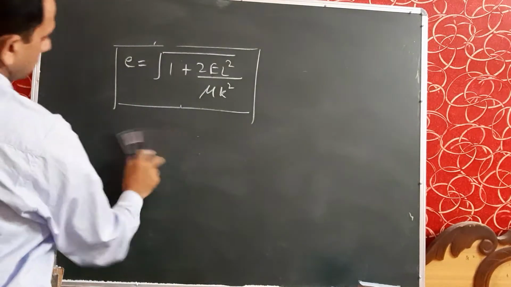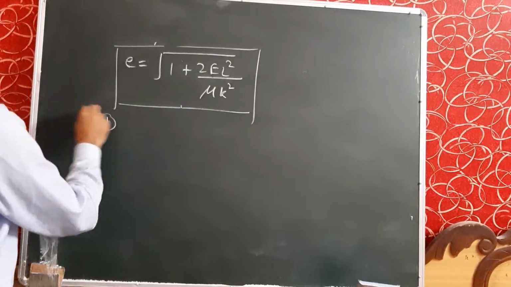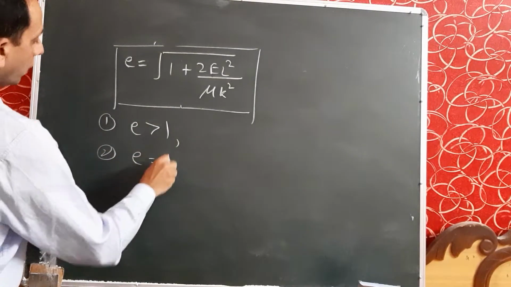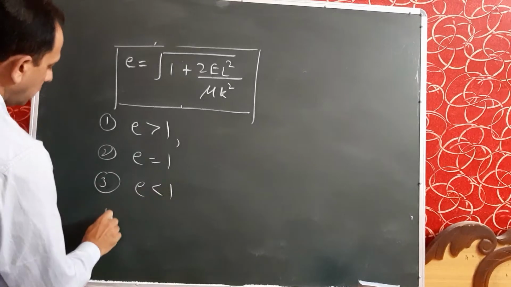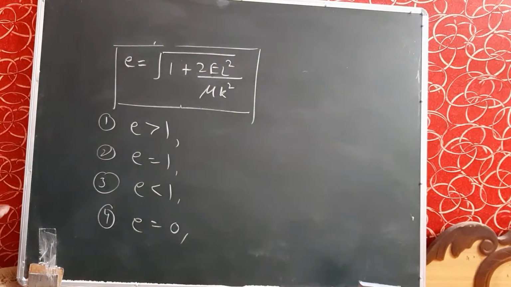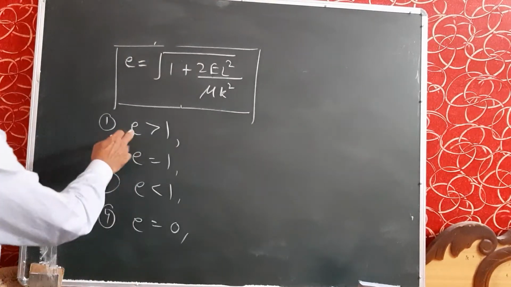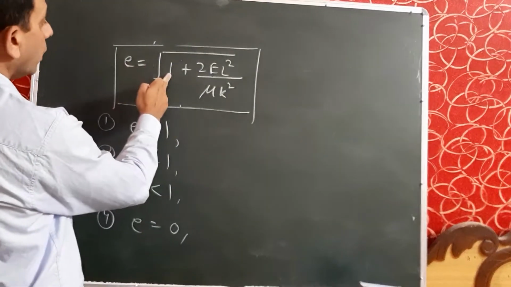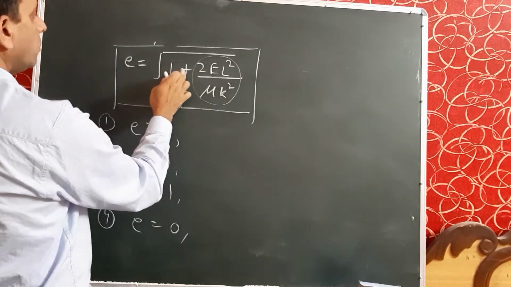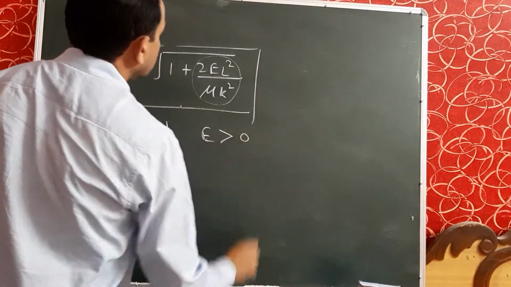Now we will find the conditions for eccentricity. So you know that there are 4 conditions. First condition is when eccentricity is more than 1, and second is eccentricity equal to 1, third one is less than 1, and fourth one is 0. So you know that there are 4 values of eccentricity. So similarly, we will find these conditions in terms of energy. If E is more than 1, it means E is equal to 1 plus something. Something means this term. If this term is positive, then 1 plus positive means more than 1, this one. So therefore, e must be more than 0.